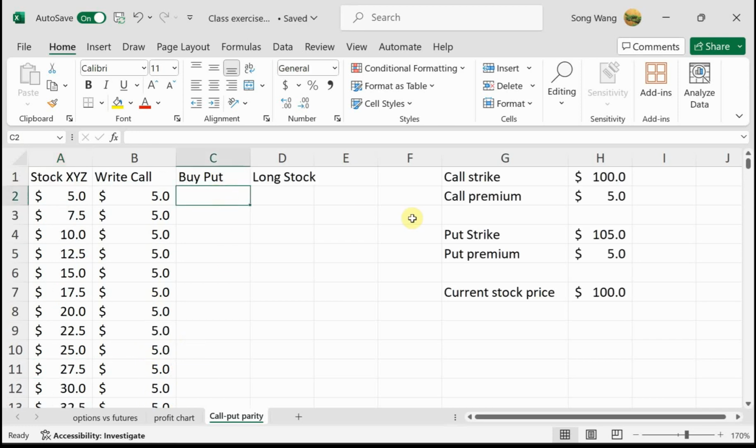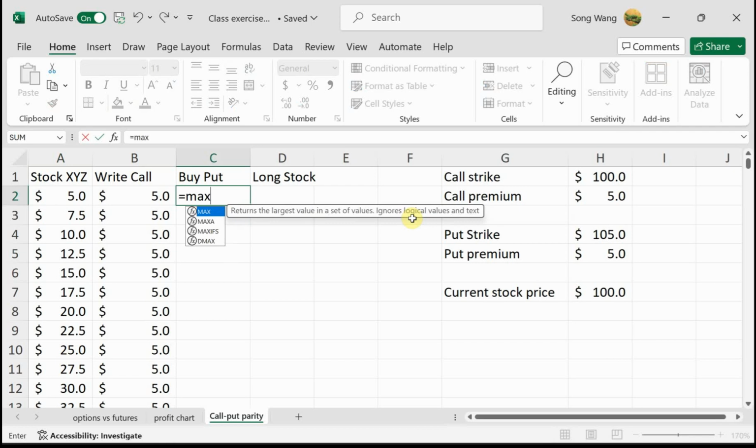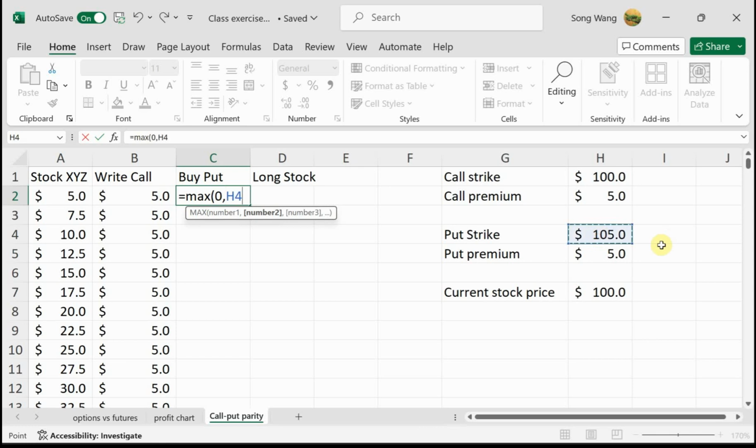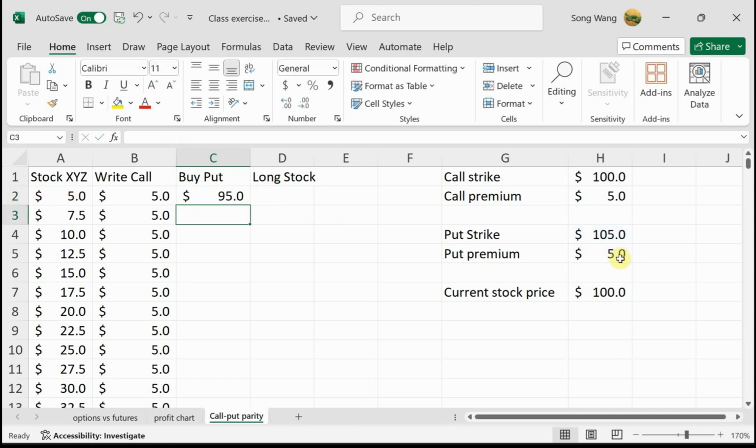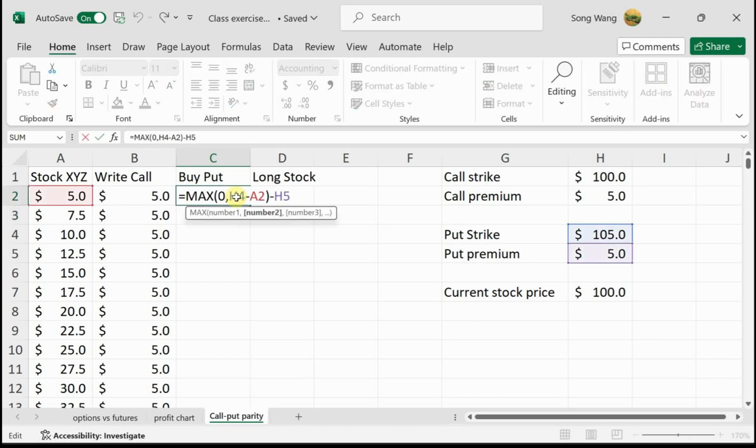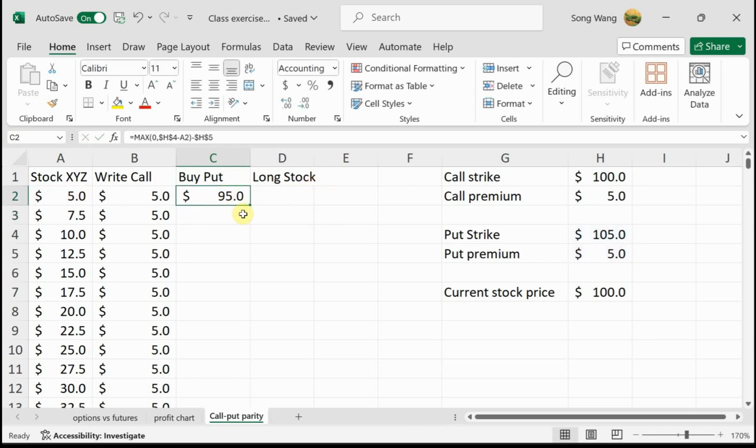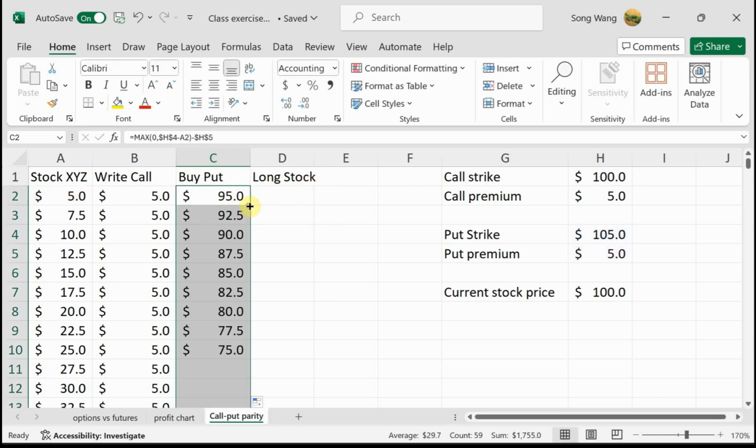For the put option, you buy a put option, and then your profit will be the max of 0 and the payoff. The put option lets you sell at the strike, and simultaneously, as a speculator, you will need to buy at the spot. Then you need to pay the premium as the put option buyer. So that's going to be your profit, and make sure you lock this strike price and also this premium before you drag it all the way down.